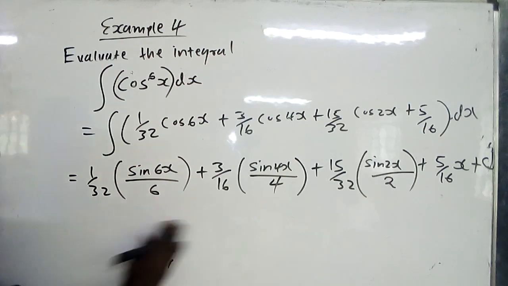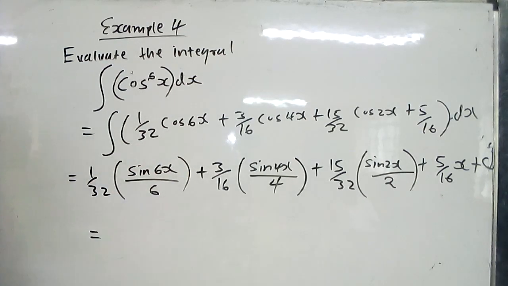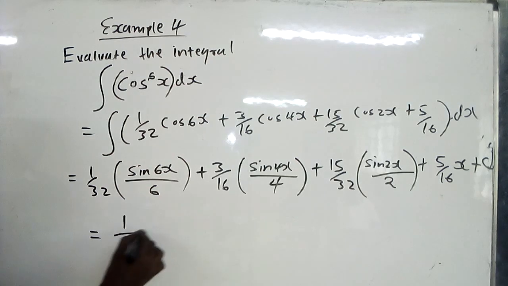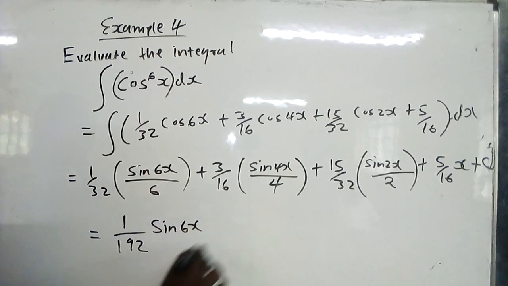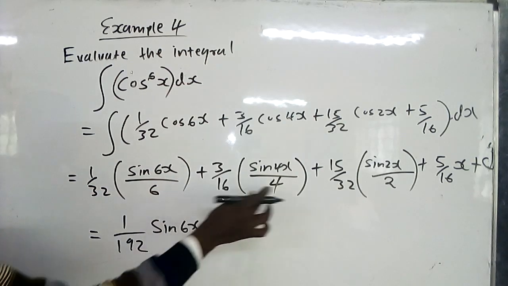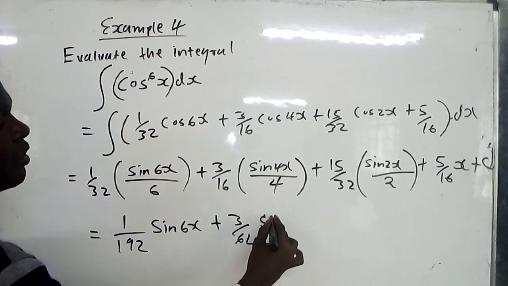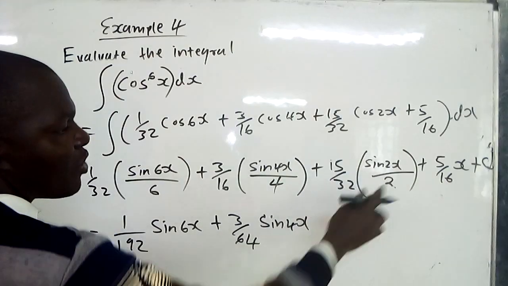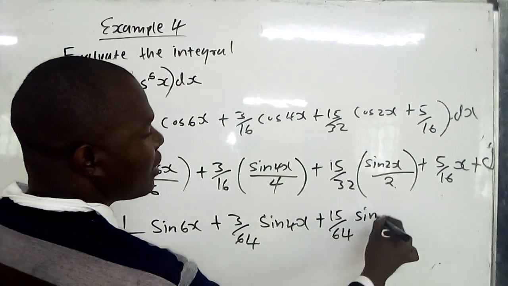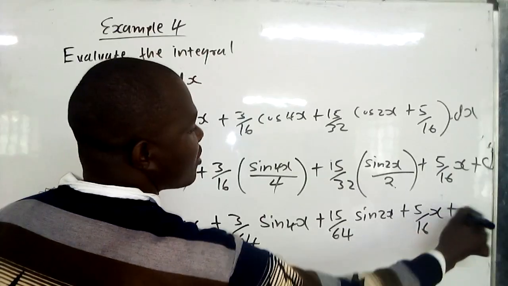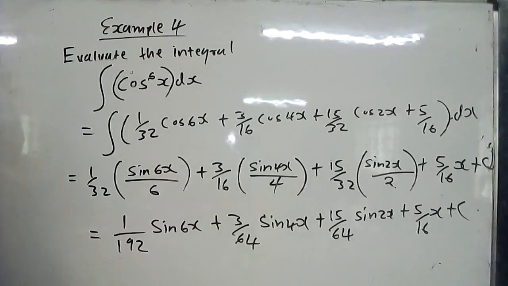Okay? So the next step is just to simplify. 1 over 32 divided by 6, what do you have? 1 over 192 sine 6x, isn't it? 3 over 16 divided by 4, you get 3 over 64 sine 4x. 15 over 32 divided by 2, you get 15 over 64 sine 2x. Then plus 5 over 16x plus c. You dealt with the indefinite integral accordingly. Are we together? Okay? So that is how to integrate a cosine function raised to a power.